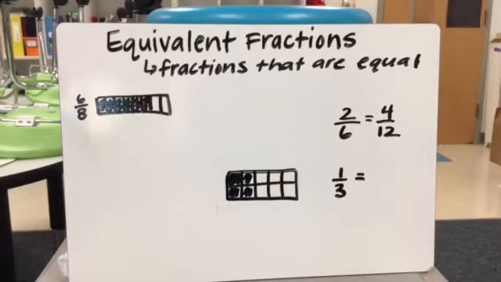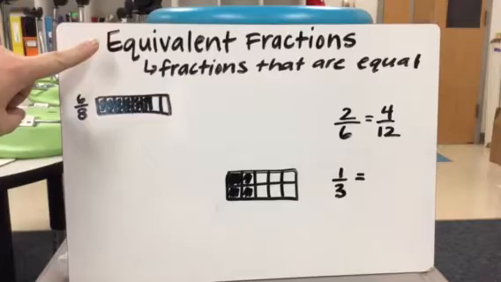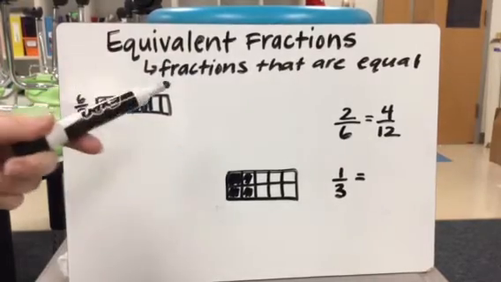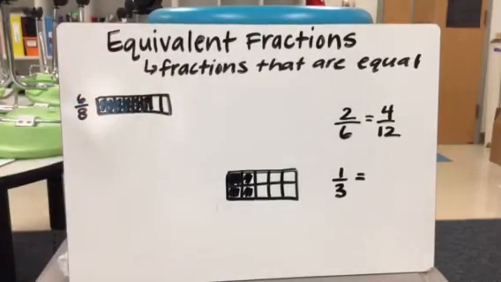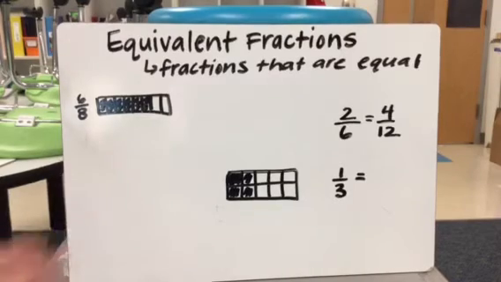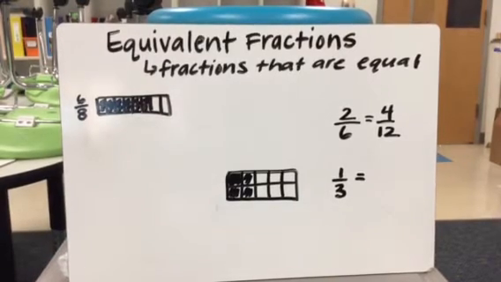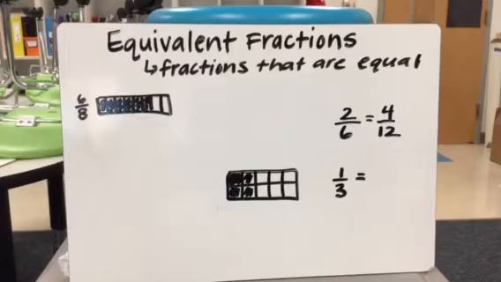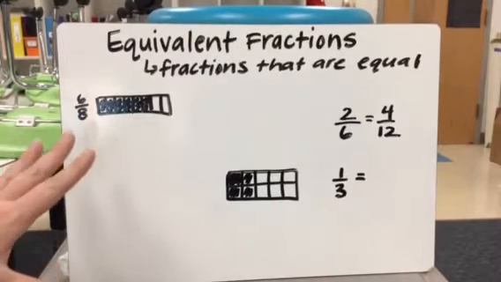In this video, I'm going to be modeling for you 3 strategies we use when we are looking at equivalent fractions. So equivalent fractions are just fractions that are equal, or when you are using a visual, they take up the same amount of space. I'm going to show you 3 different strategies that your student needs to be recognizing and comfortable using. So the first one we use is the bar model.